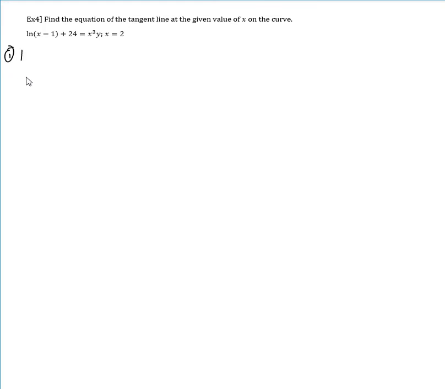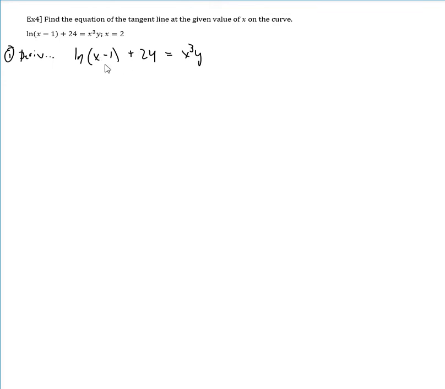Okay, so let's get our derivative. Let's break it down. I want to find the derivative of this equation. Let's go ahead and write it out, because x equals 2 might be confusing. So let's write it like this. Okay, so that's our equation, and I want to find the derivative.